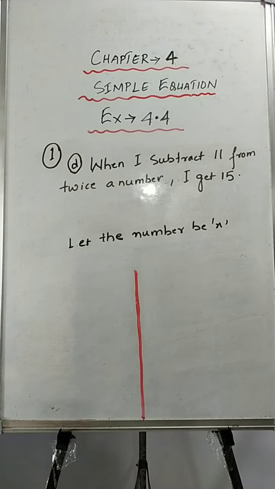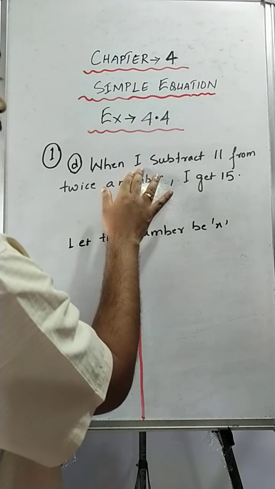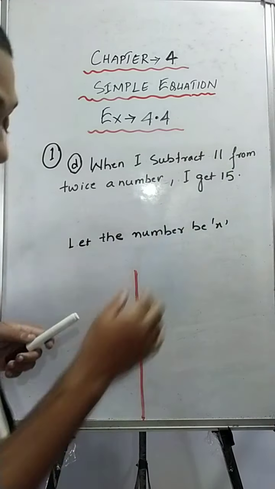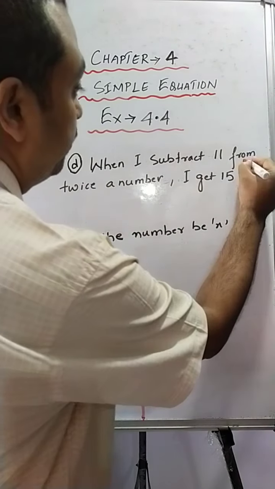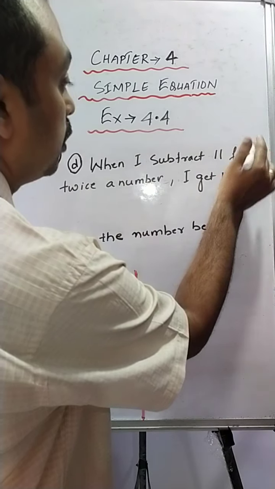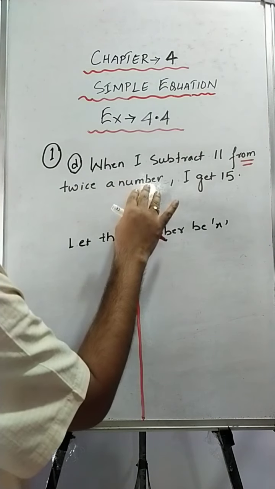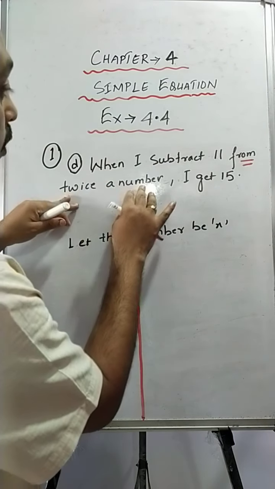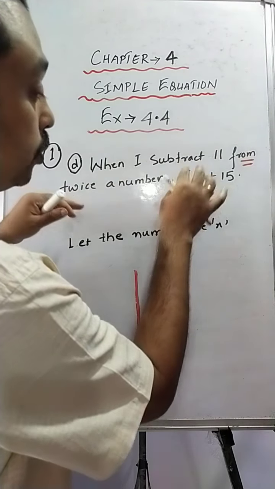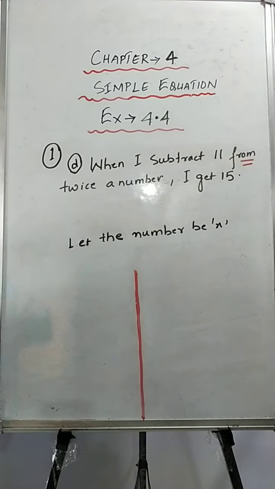Now in question number D, it is said when I subtract 11 from, now this is a very important word, student, from. So 11 I have to subtract from whom? From twice a number. That means from twice a number we have to subtract this 11, and when you do it, you will get the result as 15. So how to write it down?